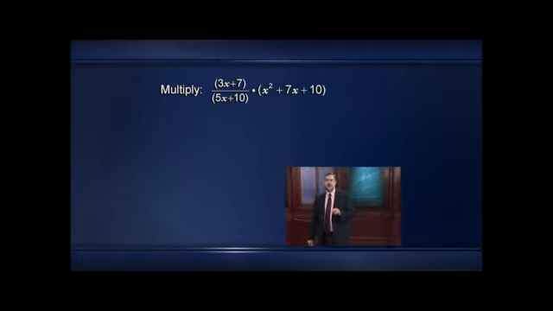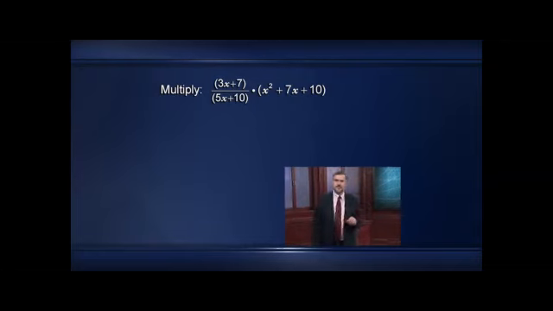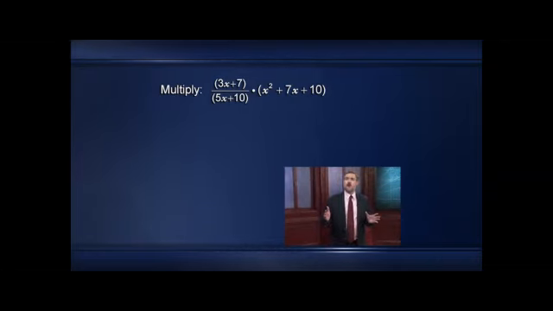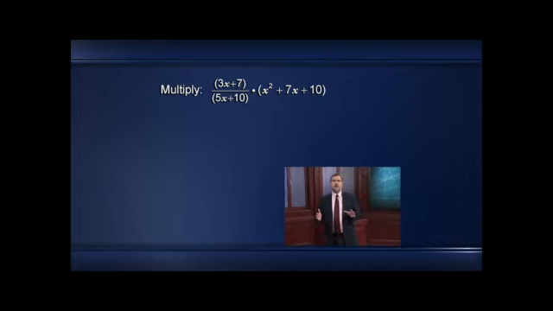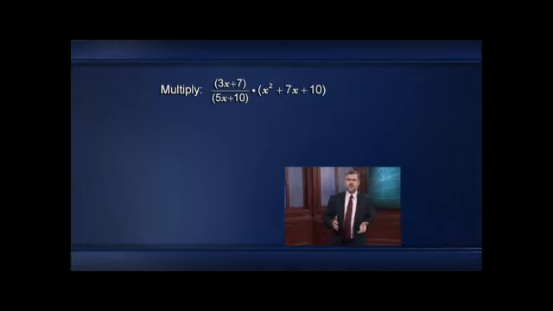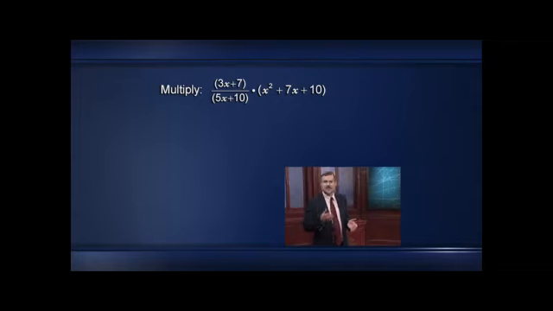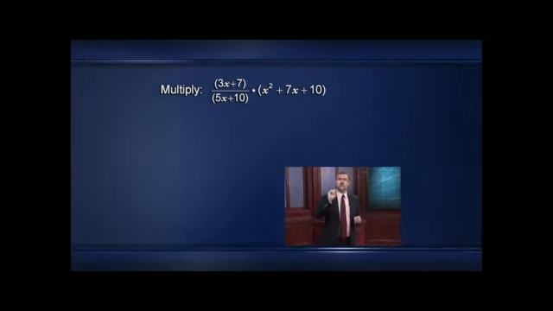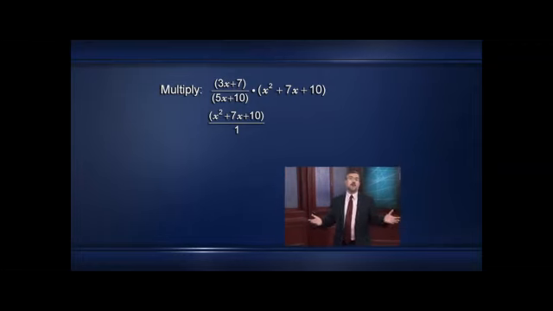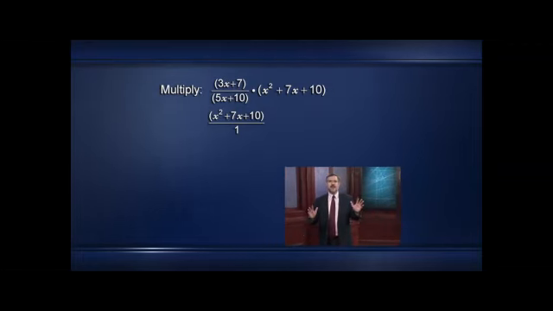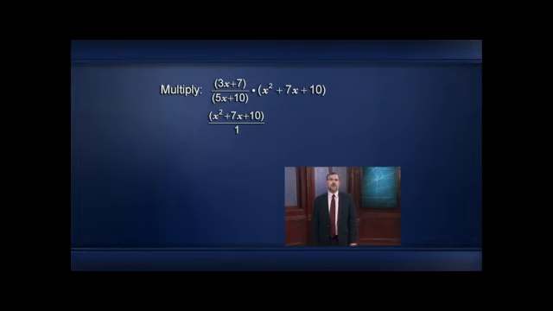Multiply (3x plus 7) divided by (5x plus 10) times the polynomial x squared plus 7x plus 10. Now, this is sort of like one of the earlier examples we did where I just had an 8 and didn't have a fraction there to start. But that's not a problem because you can rewrite x squared plus 7x plus 10 as (x squared plus 7x plus 10) divided by 1.